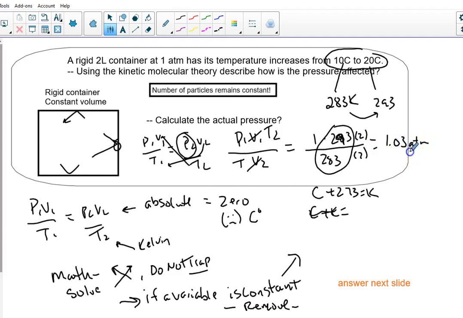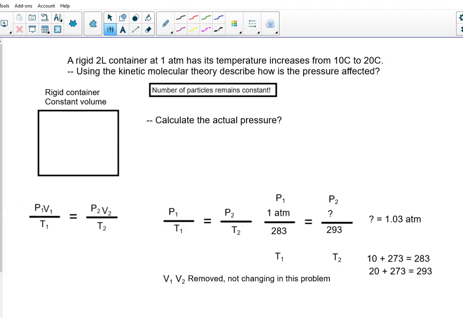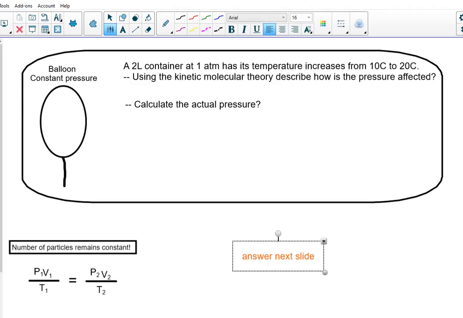Why am I using atmospheres here? Because I used atmospheres right here. Okay. So again, I just do the math and I get my answer. Just showing you this ratio really is what's controlling my answer here. Proportional temperatures here. All right, and there's my answer. Take a look. All right, the next one, a balloon.